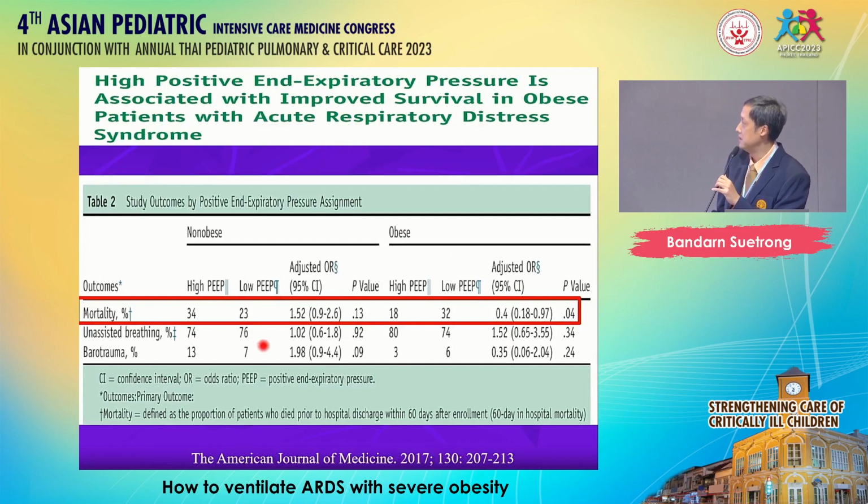And if we consider higher PEEP or lower PEEP, which one is the best? It's different between non-obese and obese patients with ARDS. In non-obese patients, lower PEEP looks to be associated with a better outcome. But on the other hand, as we know that the pleural pressure is higher in patients with obesity, if we use higher PEEP, it's associated with lower mortality. So patients with severe obesity usually need a higher level of PEEP.